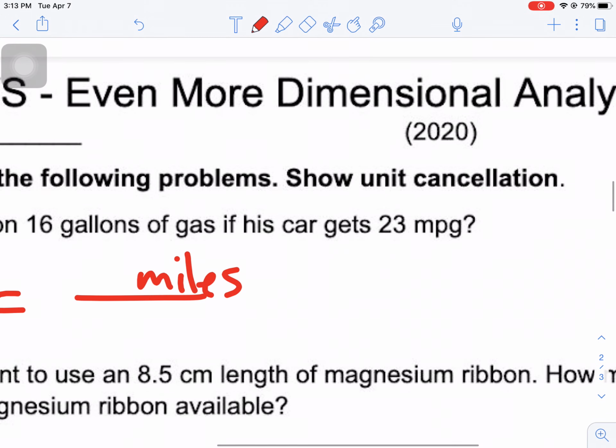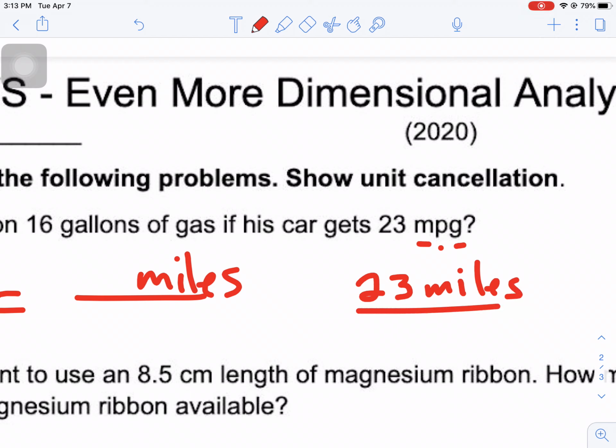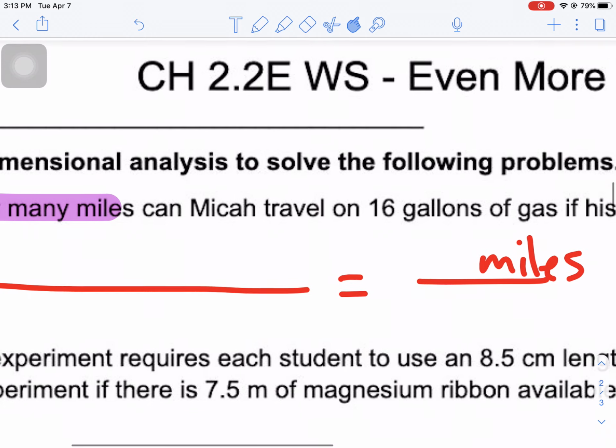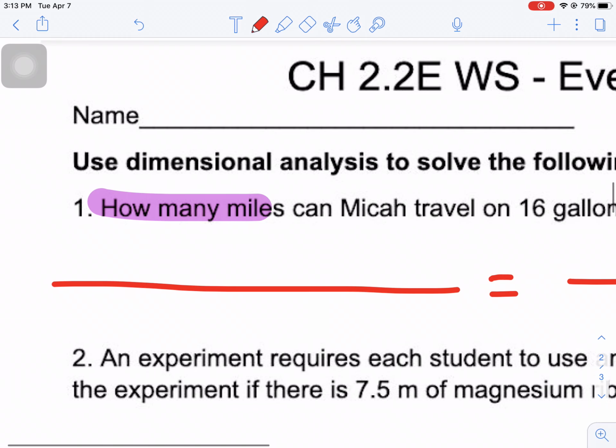Now let's focus on this 23 mpg. That stands for miles per gallon, and anytime you use the word per, that means divided by. So think of it like this: 23 miles traveled for every 1 gallon of gas, and that's going to be our conversion factor, 23 miles per 1 gallon. So we come back over here, and the 16 gallons must be our given. So 16 gallons of gas is how much we have in the car.